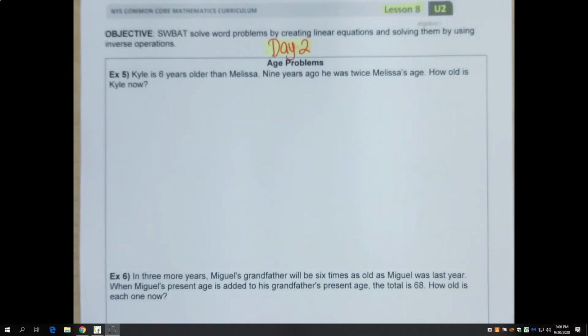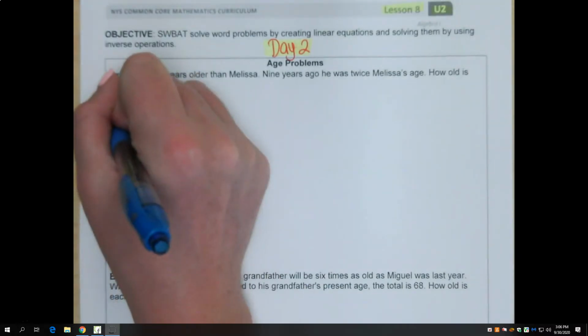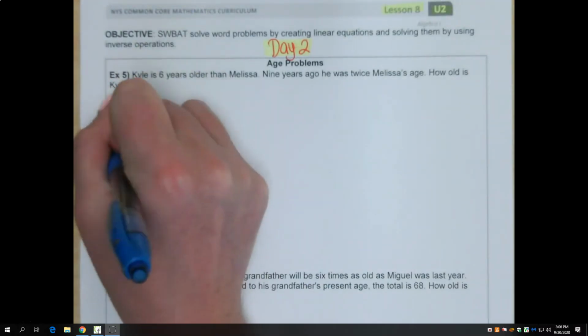Kyle is 6 years older than Melissa. 9 years ago, he was twice Melissa's age. How old is Kyle now? So as I'm reading through this question, it looks like there's two unknown variables here, Kyle and Melissa. So I'm going to start off by just writing their names. Kyle and Melissa.